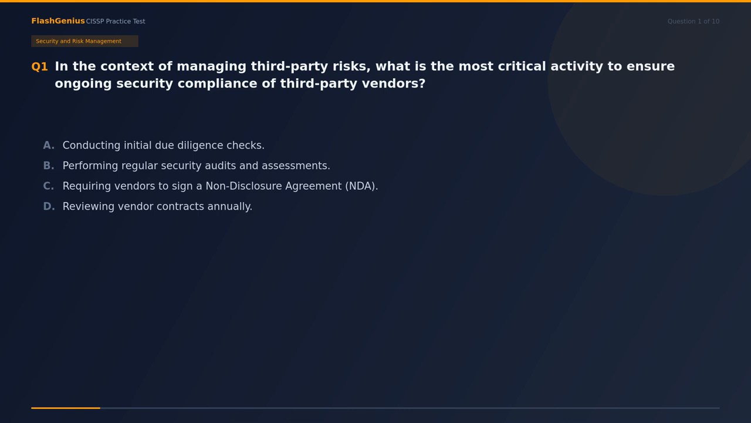Option C, requiring vendors to sign a non-disclosure agreement, NDA. Option D, reviewing vendor contracts annually. Take a moment to think about your answer. The correct answer is B, performing regular security audits and assessments.